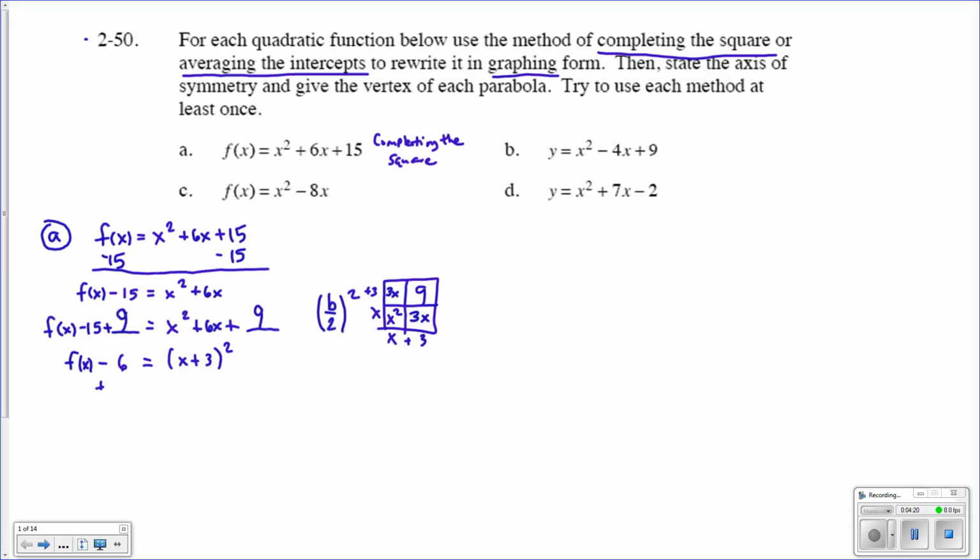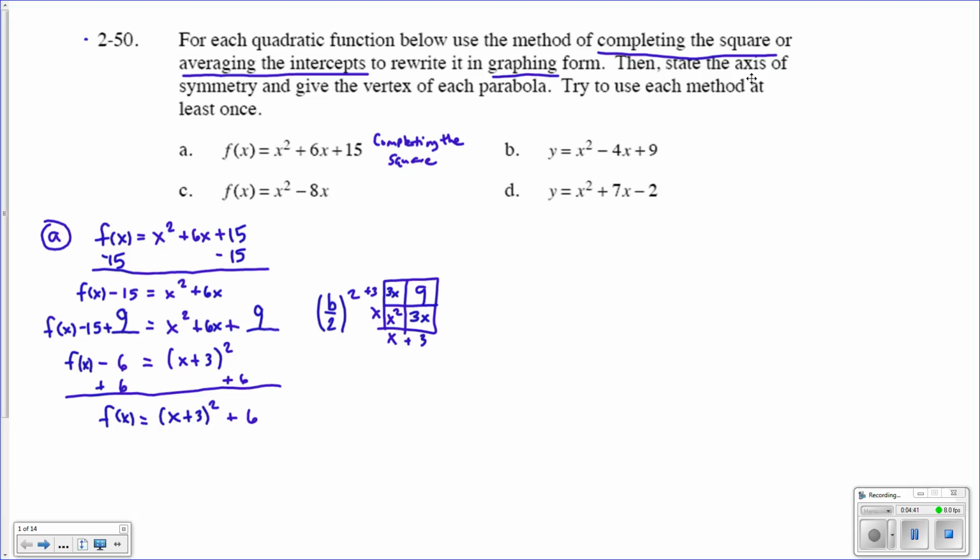Last step, we just need to get it into that graphing or vertex form, so we're going to add 6 to each side. So now we have f of x equals the quantity of x plus 3 squared plus 6.